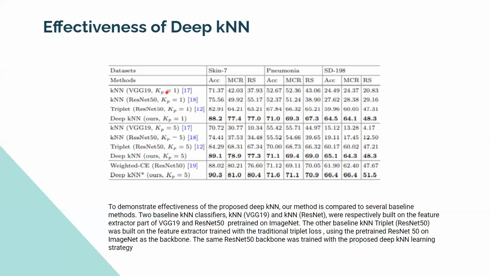Here are the K values. K denotes the number of nearest neighbors used in testing. And we'll discuss this next. So let's go to the next.